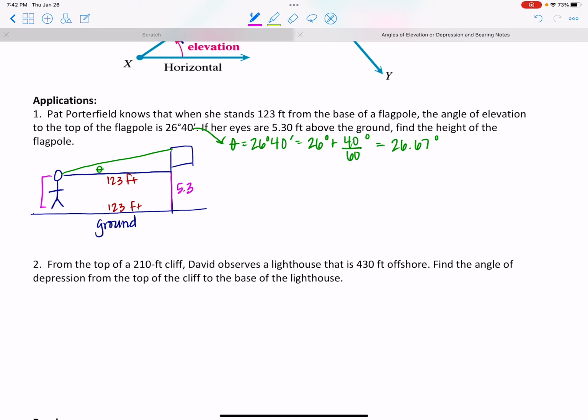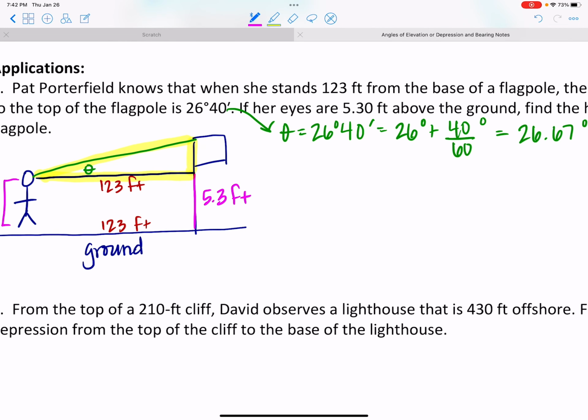Alright, so the question is, what is the height of the flagpole? Now I can use this right triangle. Let's see if I can highlight this right triangle right here. This is what I'm going to actually be using to do my solving. So if I want to find the height of the flagpole, I know part of it's 5.3 feet, but, let me be precise here and label this. I need to figure out the rest of the height here, so I'm going to label this side x.